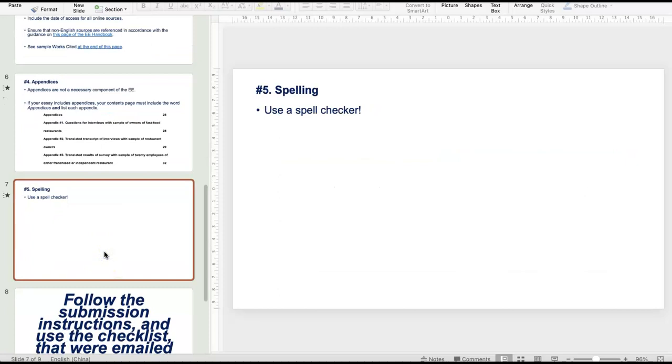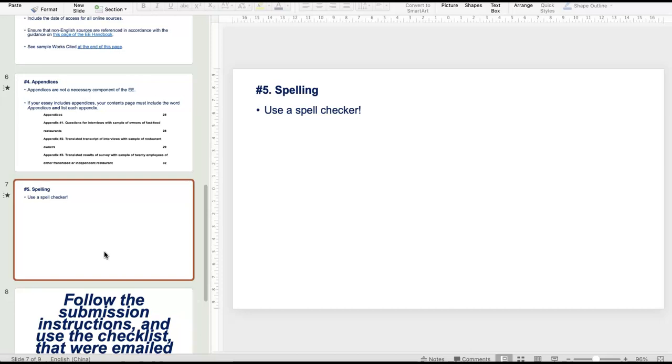spelling. Make sure you proofread your essay before you submit. Even better, have one of your peers read it as well, because sometimes when we're so used to looking at a document, it can be easy to miss an error. Make sure your spellings are correct, make sure your essay is grammatically correct, because if it's not, it conveys a poor impression to the examiner.